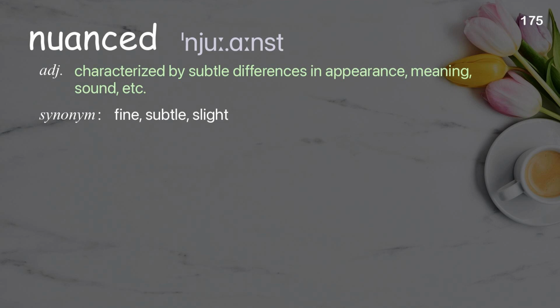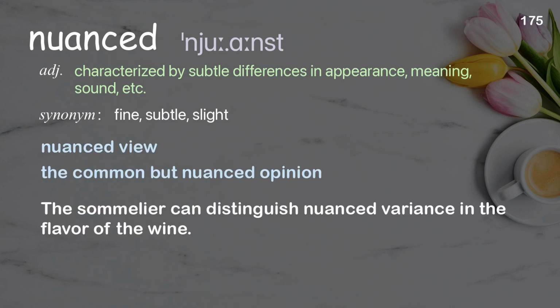Nuanced. Characterized by subtle differences in appearance, meaning, sound, etc. Examples: nuanced view. The common but nuanced opinion. The sommelier can distinguish nuanced variants in the flavor of the wine.